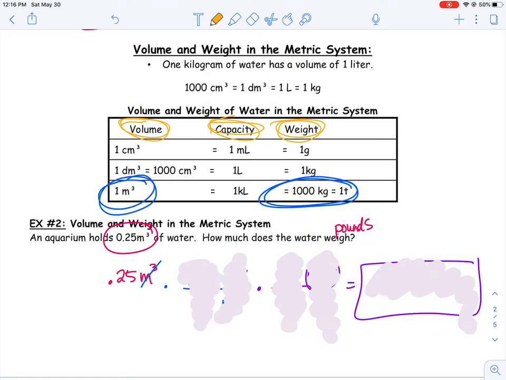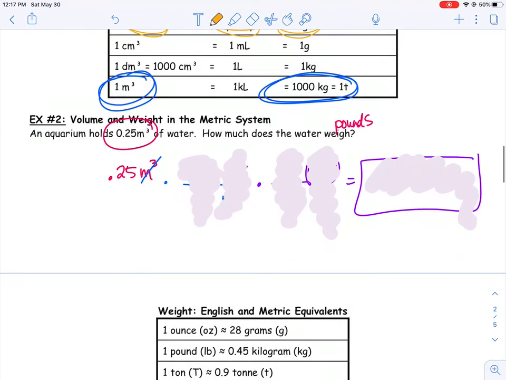And here are some different metric system conversions from weight to capacity to volume. Okay, let me show you an example of how we're going to use this idea. Example number 2 says that we have an aquarium and it holds 0.25 cubic meters of water. Because we're used to the English system and not a metric system, I'm not really sure how big 0.25 cubic meters is. But the question says, how much does this water weigh? Well, if I can figure out how many pounds of water, that'll kind of give me an idea of how big or small this aquarium is.